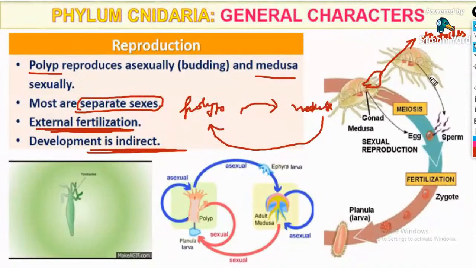Tentacles. The tentacles are 6 to 10 in number. If you want, you can note it. They are 6 to 10 in number in case of cnidarians.